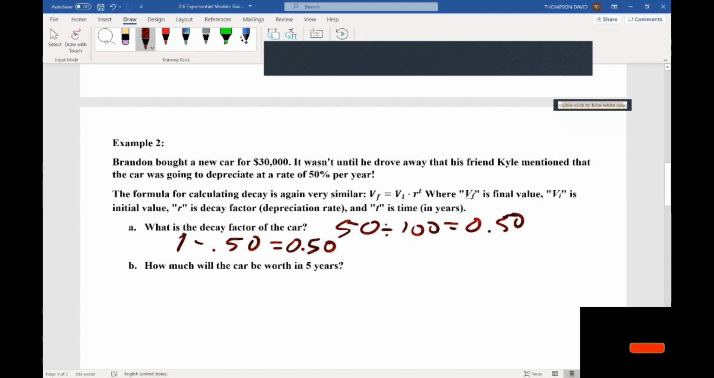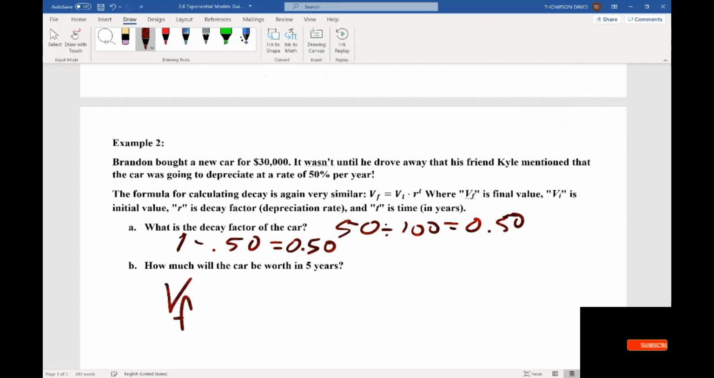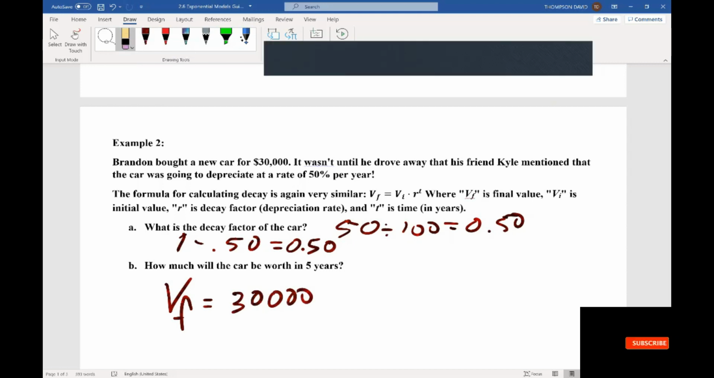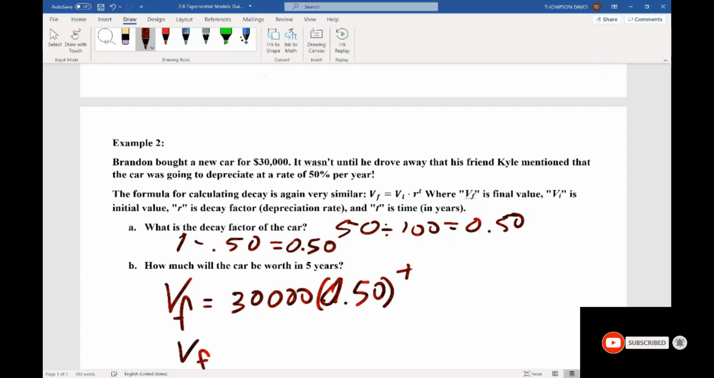Part B, how much will the car be worth in 5 years? So in 5 years, we have to first write our equation. So it'll be VF equals 30,000. And I'm writing the comma here, but don't put that comma in when you put it in the calculator. Times 0.50 raised to the t, that's your function. So now you're just going to plug in 5.